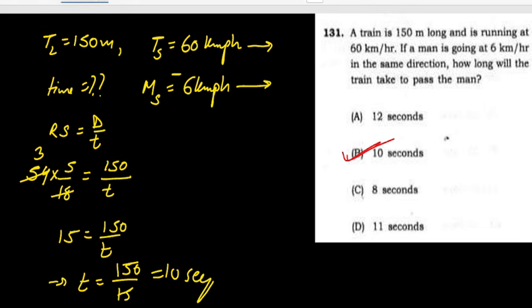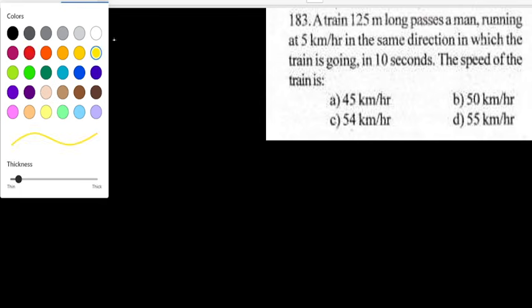Let's see another question quickly. Out here, see, now they have changed the question a bit. A train 125 meter long passes a man. Always write down whatever is given. First they have given the train's length. What's the length? 125 meter. It passes a man, so it's crossing a man. That means the distance traveled would be the train length itself. Running at 5 km per hour in the same direction. The man is running with a speed of 5 km per hour in the same direction.